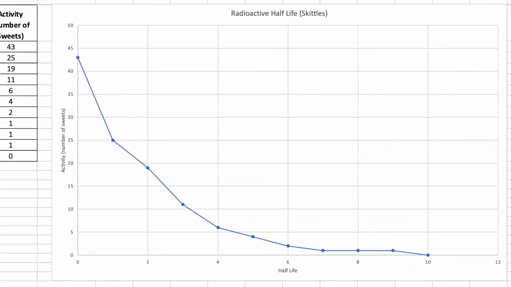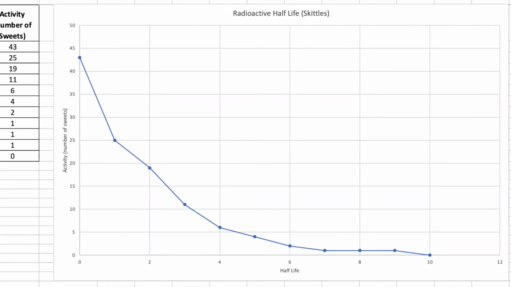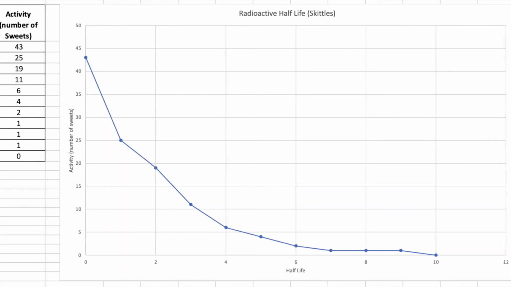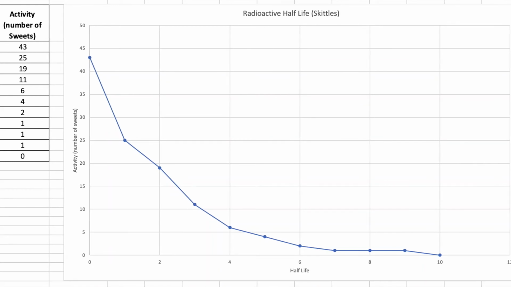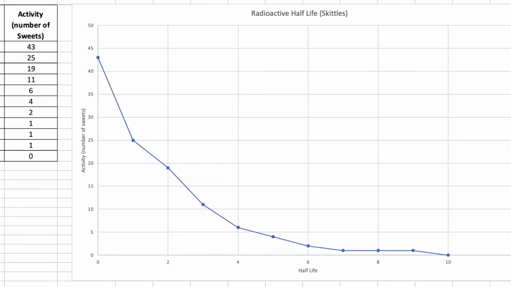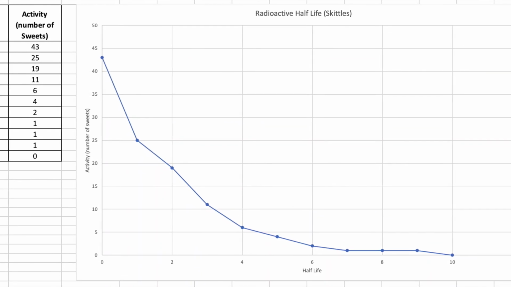So now you can clearly see the shape of the graph. It's a really nice exponential decay curve of Skittles. We started off with 43, and each time approximately half of the Skittles decayed. We never knew exactly when each individual Skittle would decay, but if we had a large enough sample, then we could predict how many would decay over time.